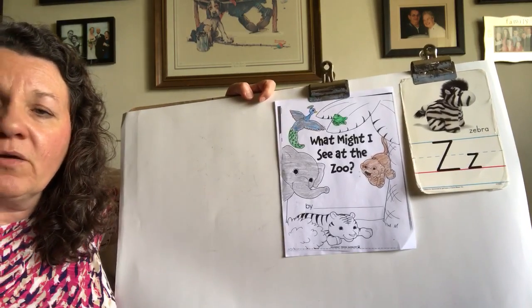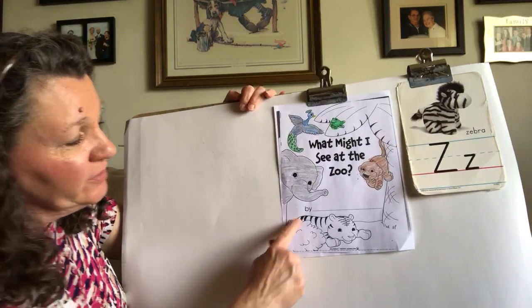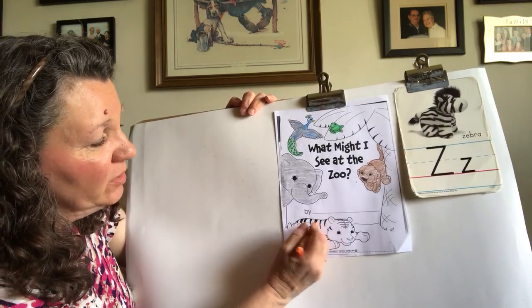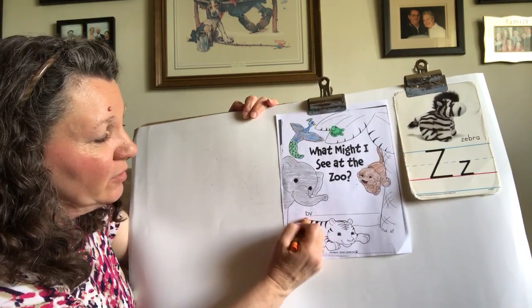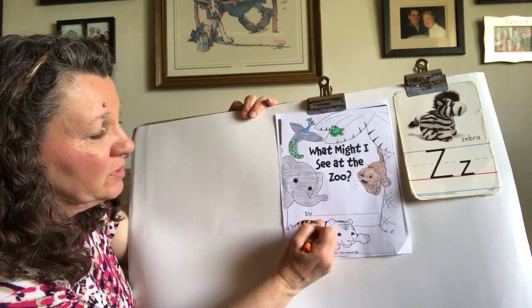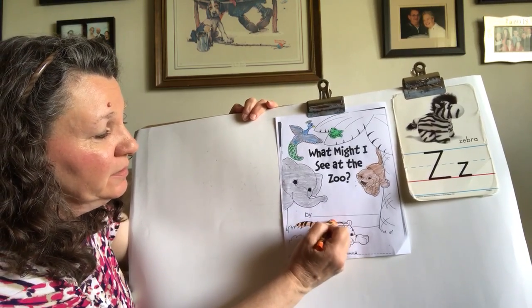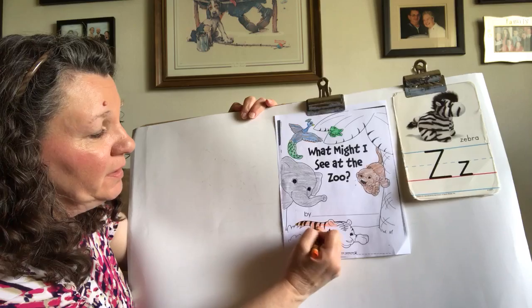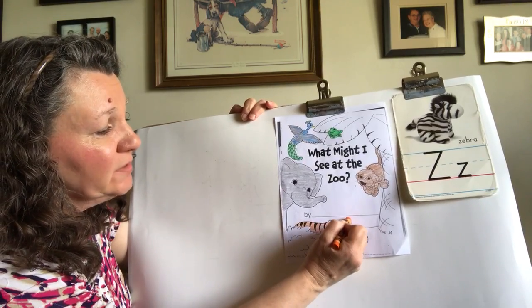Yeah, that's a tiger. What color is a tiger? Tiger is striped, so it would be orange. Okay, we'll make our tiger orange with those little black stripes there. Okay, color our tiger in.